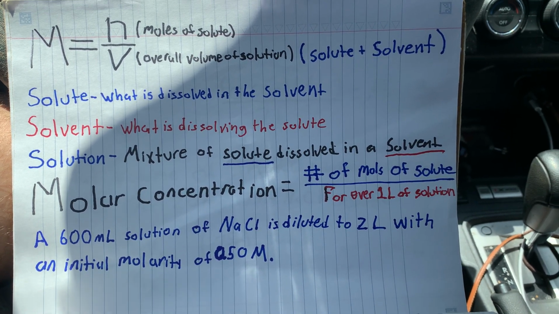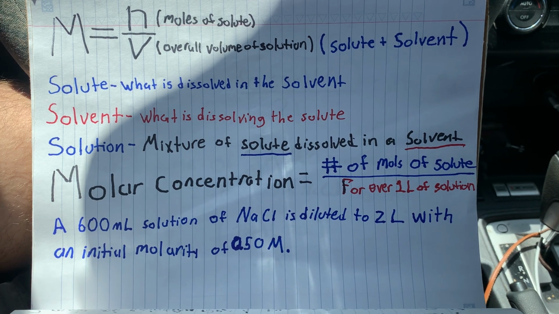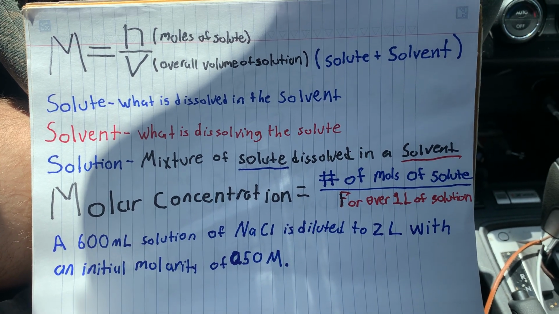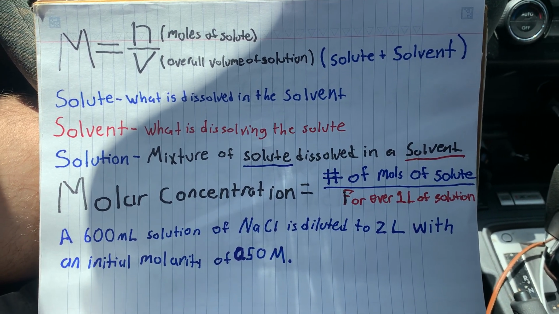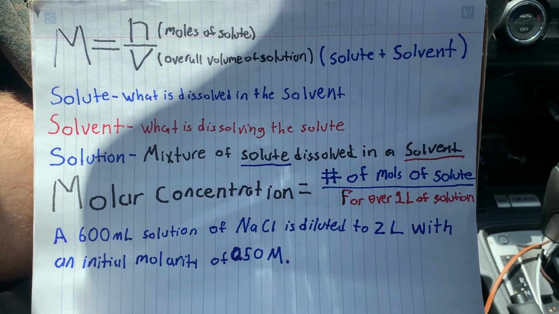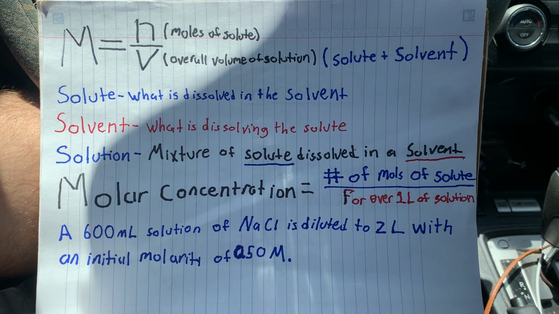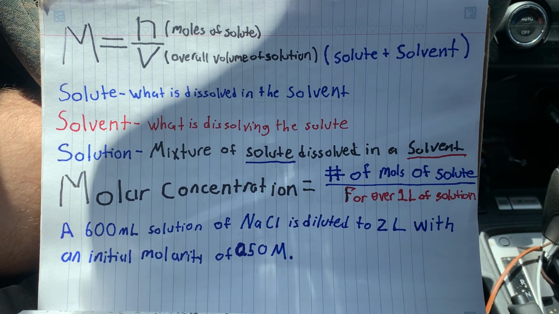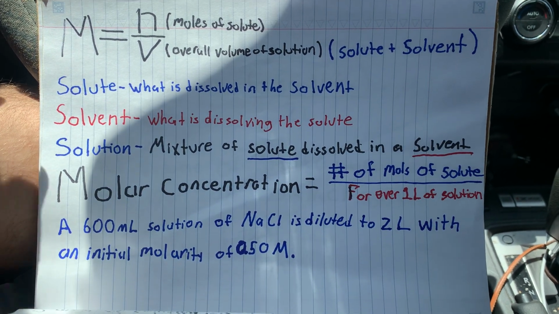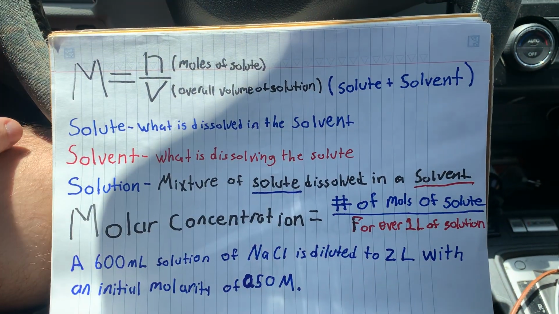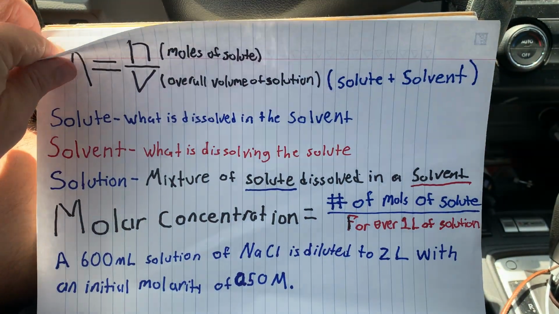So the easiest way to honestly understand it is to just do practice problems. So I got some up here. A 600 milliliter solution of NaCl is diluted to 2 liters with an initial molarity of 0.50 M. And we're supposed to find the new molarity of the new solution.